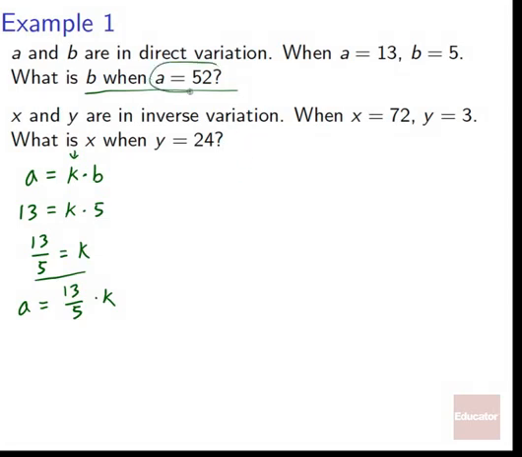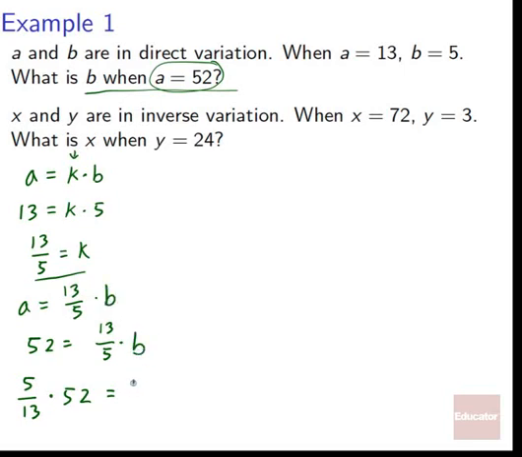Now we plug in A equals 52 and we figure out for a different B. If A is 52, then we've got 13/5 times K. We multiply by 5 divided by 13 to cancel out that fraction on the right side. We get 5 over 13 times 52 equals, oh, whoops, sorry, not K. Screwed that up. A equals 13 over 5 times B. My apologies.